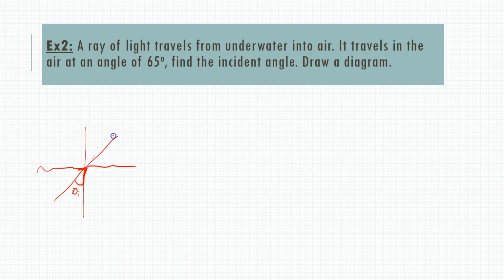And then it travels through the air at 65 degrees. Now, should I draw that 65 degrees on this side, or should I draw the 65 degrees on this side? Remember, it has to be touching the normal, the perpendicular. So it's got to go here, 65 degrees. Find the incident angle. Okay, so we're doing the same thing we did last time. We have n sine theta equals n sine theta. I typically drop the 1s and the 2s because I'm lazy.